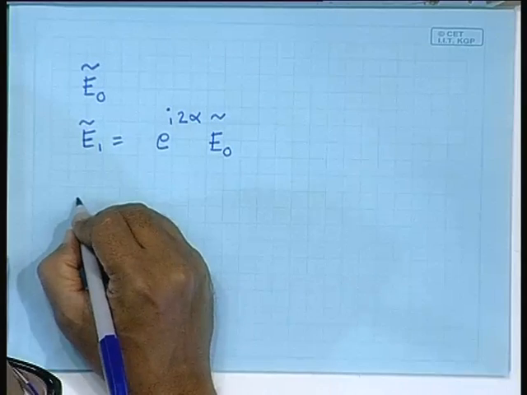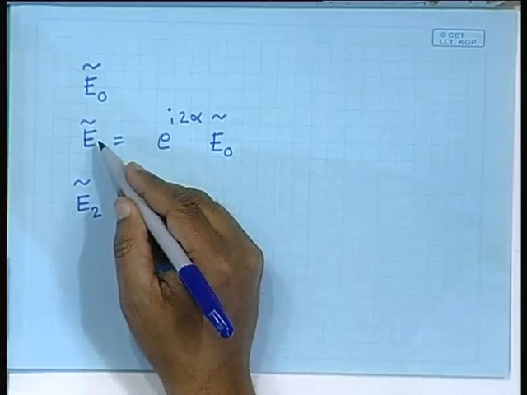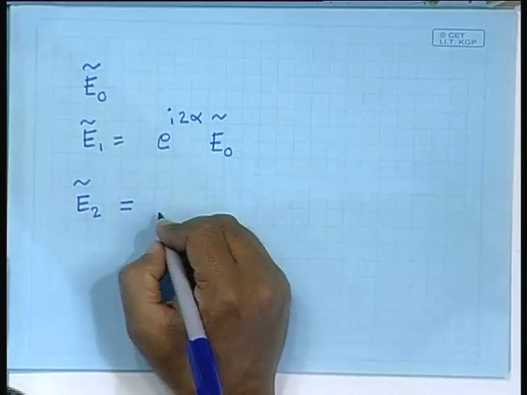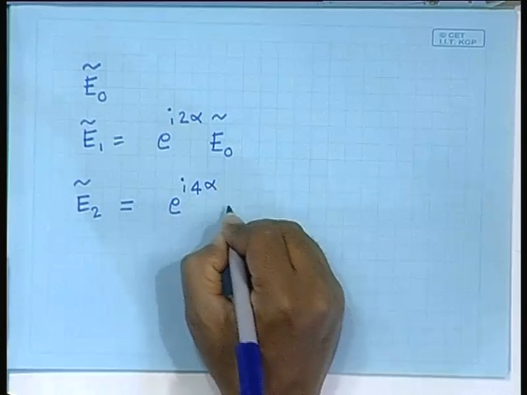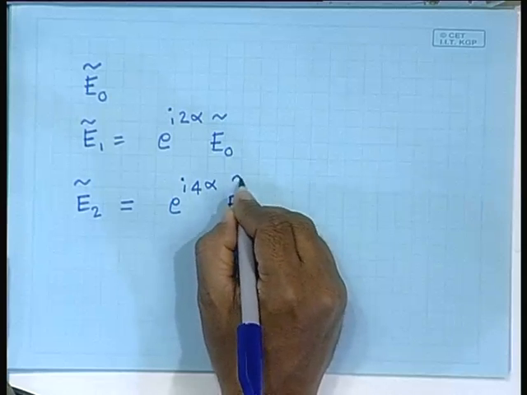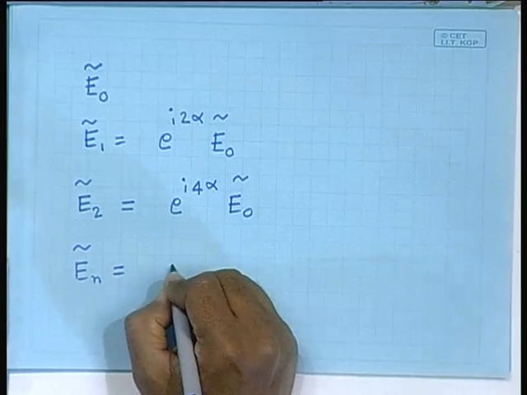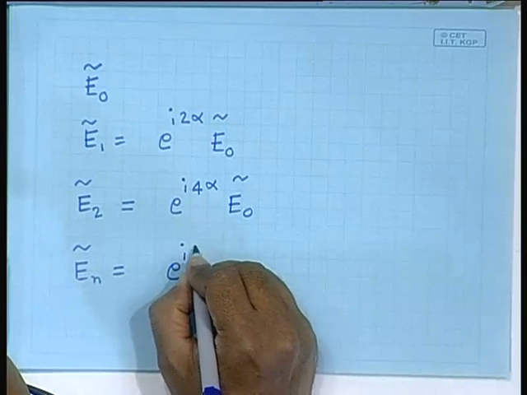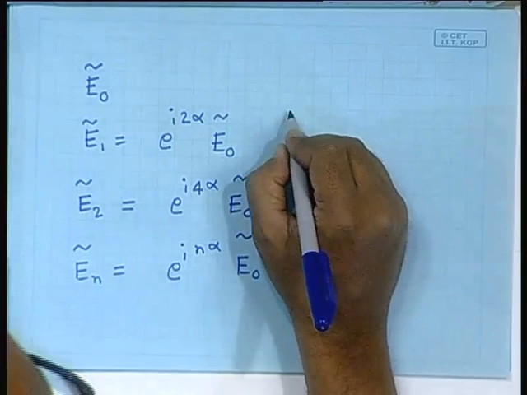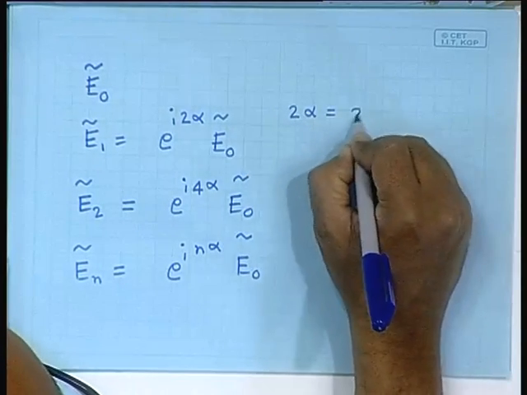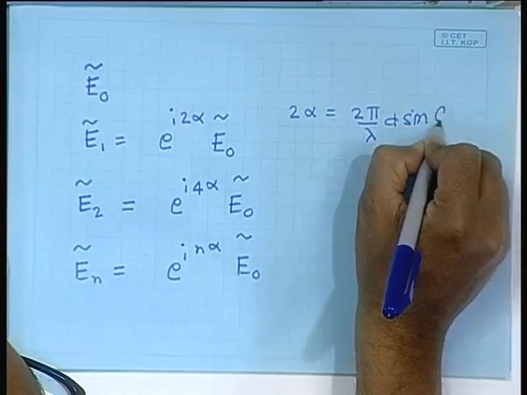The radiation from the second oscillator has an extra phase of 2 alpha with respect to E 1. So, there is an extra phase of e to the power i 4 alpha with respect to E 0, and the nth oscillator is going to be at a phase difference e to the power i n alpha with respect to E 0, where alpha, 2 alpha, is 2 pi by lambda d sin theta, right.